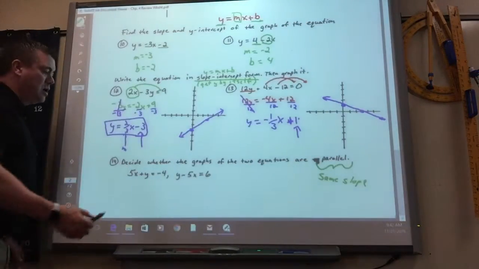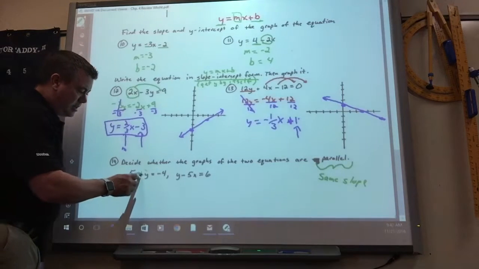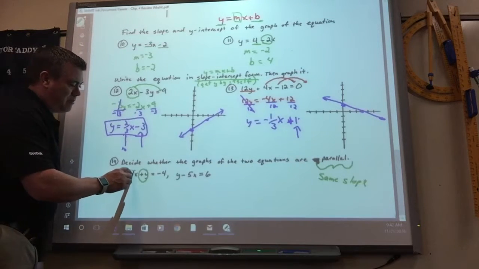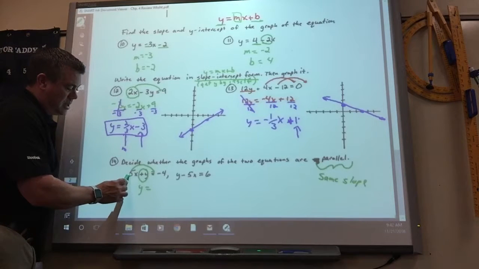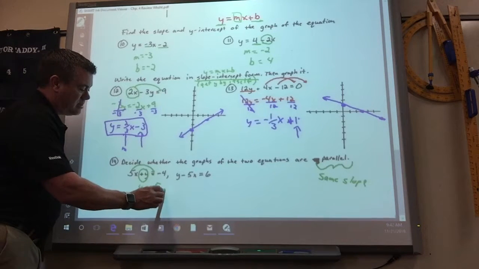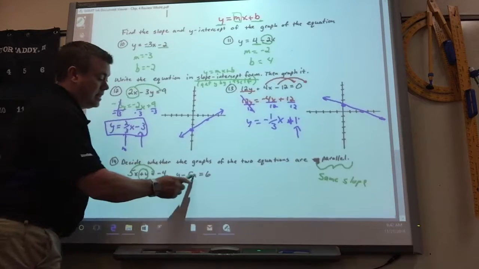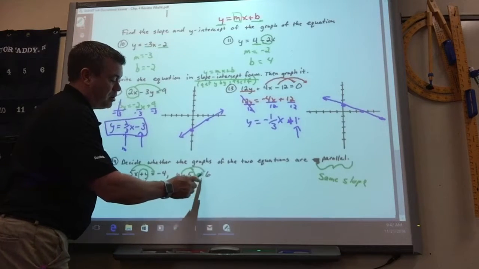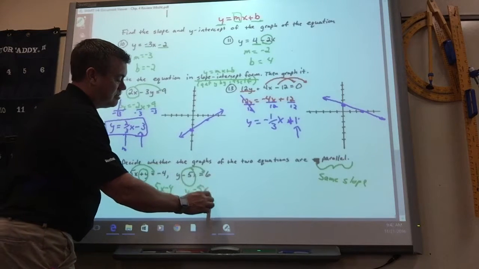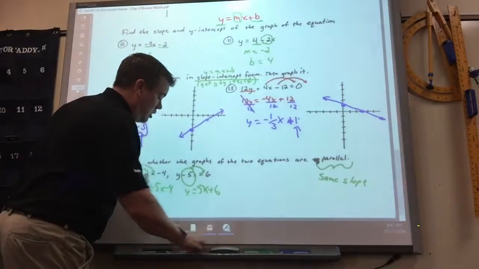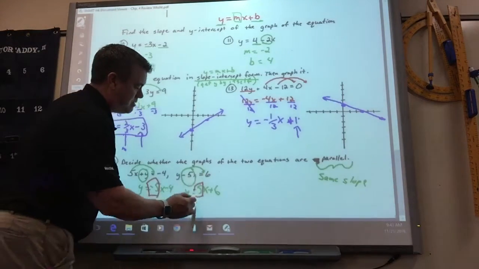So the first one, you got to get them into slope-intercept form. You got to get the y by itself. So we got to move the 5x over. So the y stays there. This would change from positive to negative 5x minus 4. That didn't move. This one, if I move it over, it would change from negative to positive 5x. So, are they parallel? No. One's negative 5, one's positive 5.